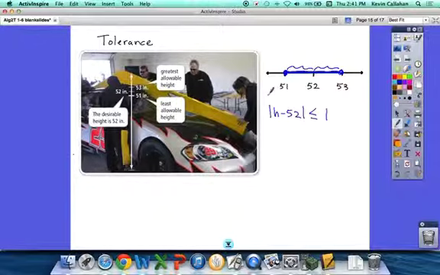So that's a typical way to try to represent some kind of a process where you're shooting for a middle number, but you'll accept a certain range around that. Right? And the range that you're accepting, that's called the tolerance.